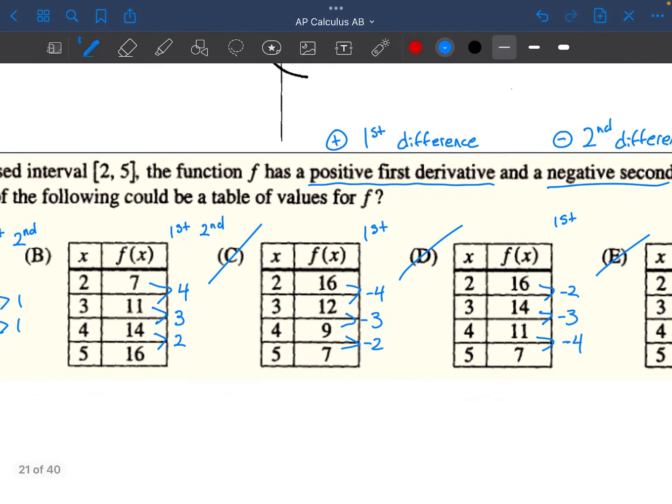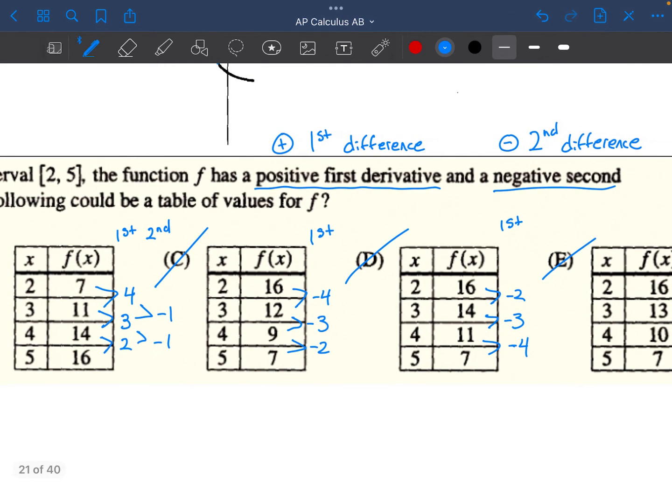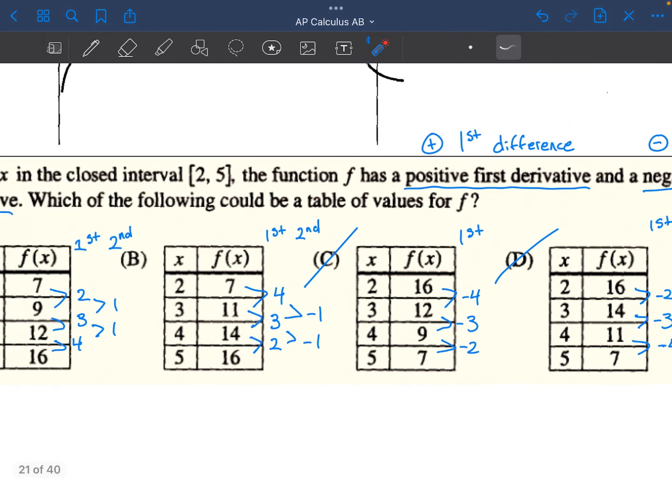But let's see why. When we actually calculate these second differences, 3 minus 4 is negative 1, and 2 minus 3 is a negative 1. All the second derivatives are negative. And just check it out again. It's kind of cool. The first derivatives and the first differences are positive. The second derivatives and second differences are all negative. The correct answer is indeed choice B.